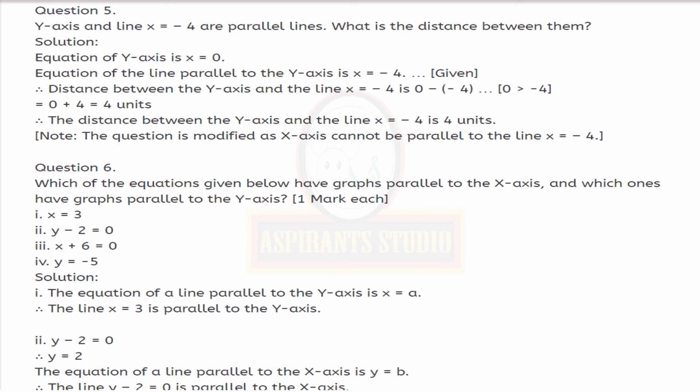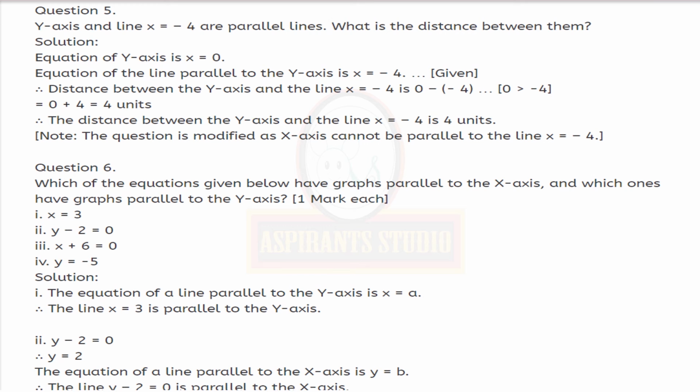Question number 5. The y-axis and the line x is equal to minus 4 are parallel lines. What is the distance between them? Equation of the y-axis is x is equal to 0. Here in this question there is a correction. In the old version it is given x-axis and the line x is equal to minus 4 are parallel lines. Please correct it as y-axis and the line x is equal to minus 4 are parallel lines. The question is modified because the x-axis cannot be parallel to the line x is equal to minus 4. So the question is modified as: the y-axis and the line x is equal to minus 4 are parallel lines. What is the distance between them?